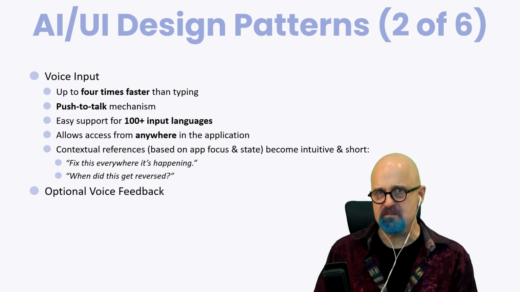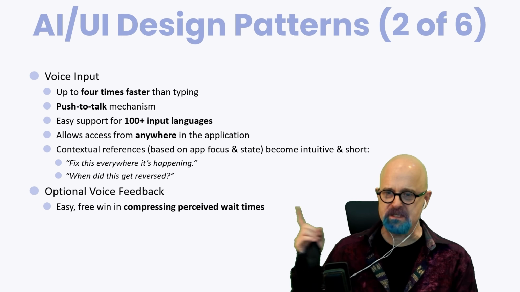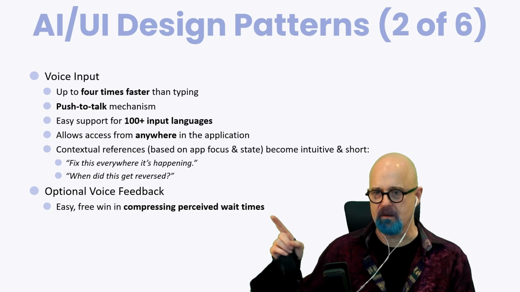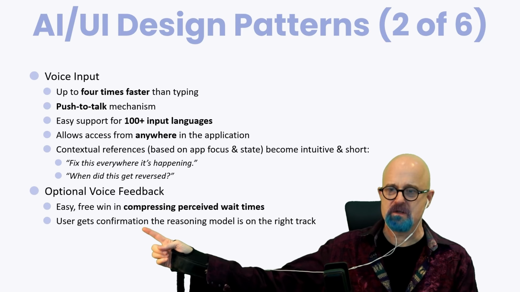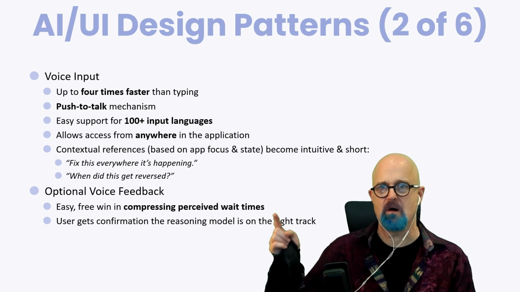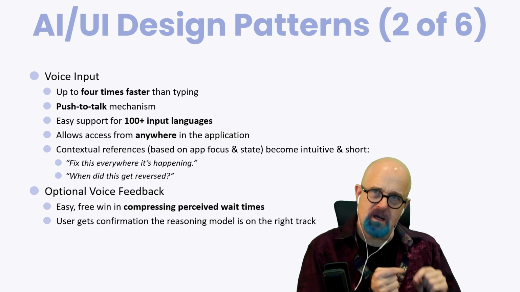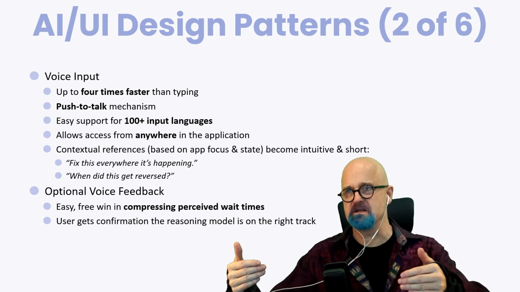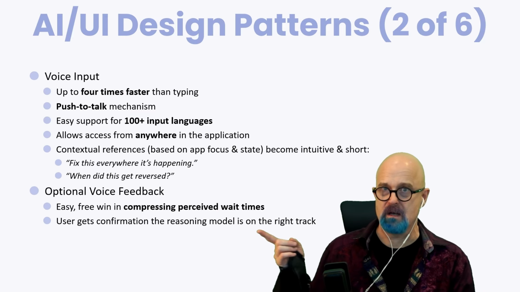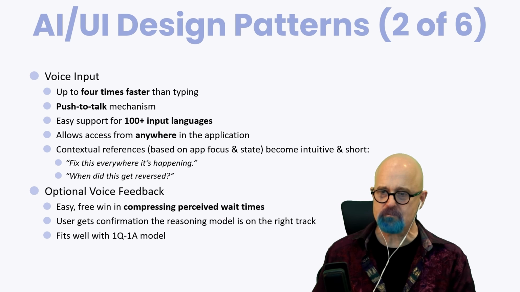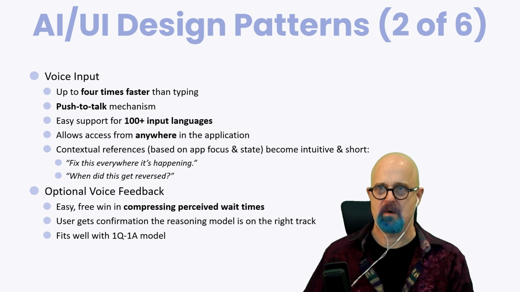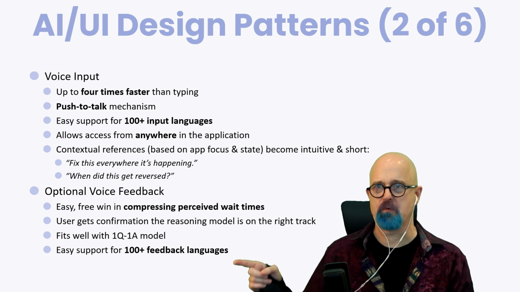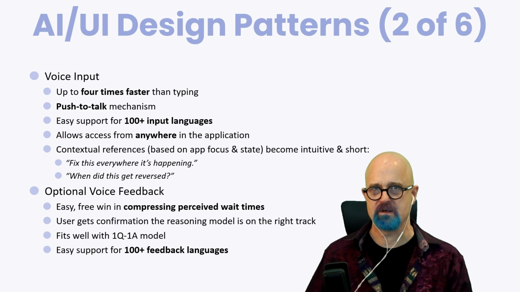Optional voice feedback. This is what the user can hear. This gives you a free win in terms of compressing perceived wait times. I actually love this inside of our implementation. It works really well. And also, the user gets confirmation that the reasoning model is on the right track. The tiny AI, the context model, basically says, here's the right track, and we give that to the user as voice feedback, or it could also be on screen. This fits really well in the 1Q1A model. And just like input, with output, you get easy support for 100+ feedback languages and voices.